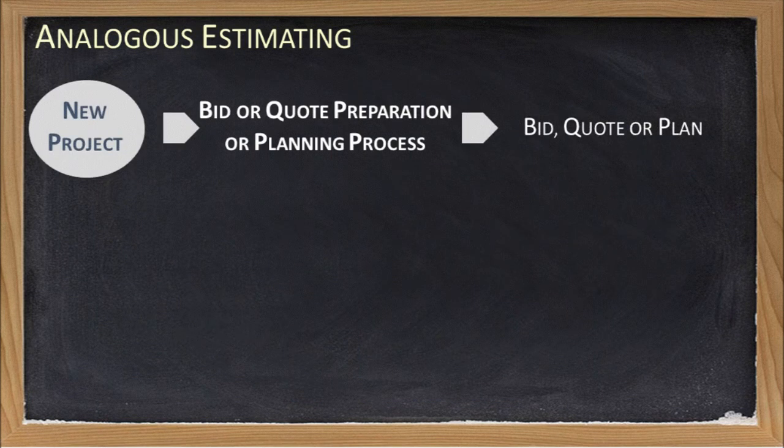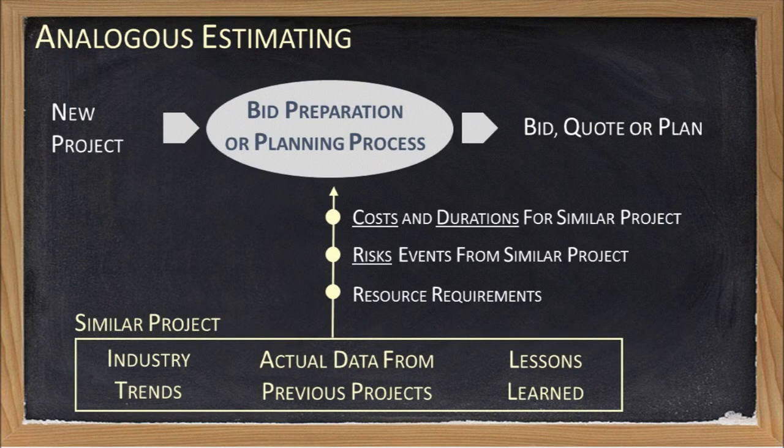Analogous estimating is often used when preparing bids or quotes for a new project, or even as part of the project planning process itself. By reviewing actual data from previous projects that exist either as part of corporate memory or have been formally recorded within the company's lessons learned records, or alternatively by simply investigating industry trends, a project manager can often find and utilize valuable actual cost and actual duration data from similar projects in preparing their estimates for their new projects. The same sources can be used to obtain an initial understanding of what risks might be encountered or what resources might be required for this new project.